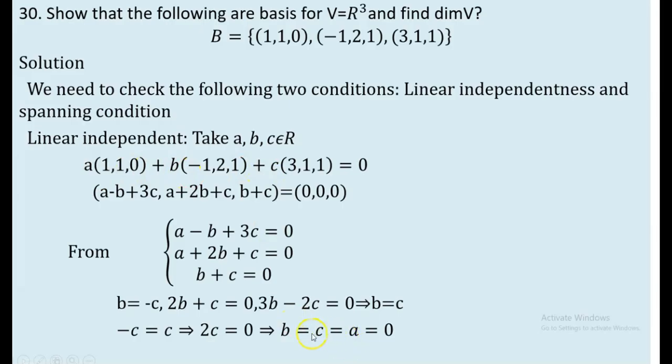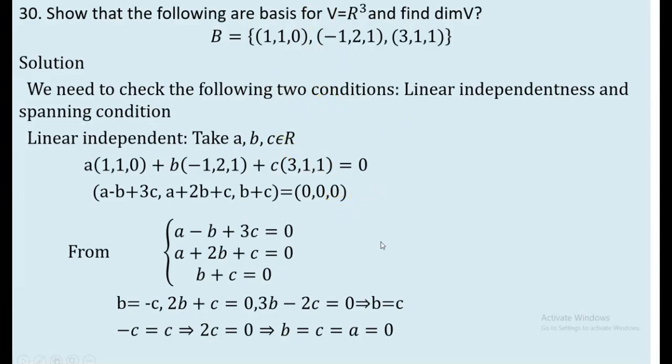So the coefficients a, b, c are all 0. It is only when all these three coefficients are 0 that we can attain this 0 vector. Otherwise, we are unable to obtain the 0 vector. This shows you that these three vectors are linearly independent. Okay, so the first is assured.